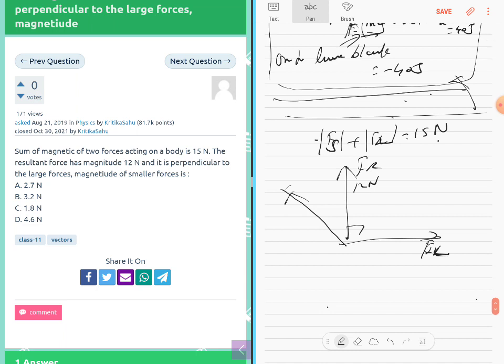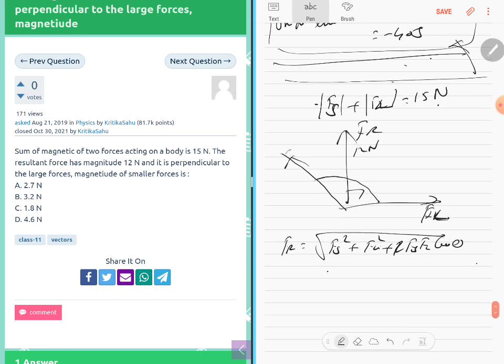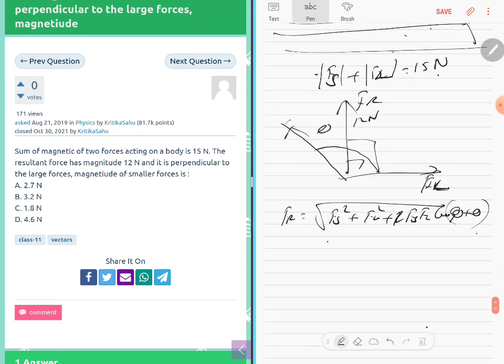Normally the resultant is calculated by the parallelogram law, according to which it's Fs square plus Fl square plus 2 Fs Fl cos theta, where theta is the angle between the two forces itself, correct? Which is 90 plus theta, but I don't know what this theta is. You understand? I don't know what this theta is. I'm going to get into trouble. So let's pass this and then think.